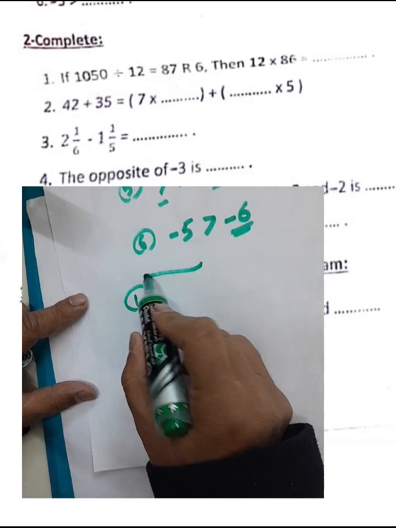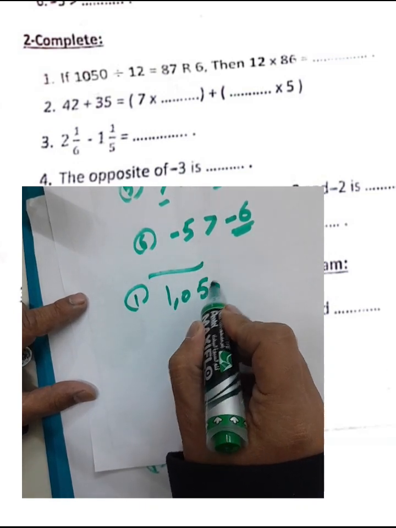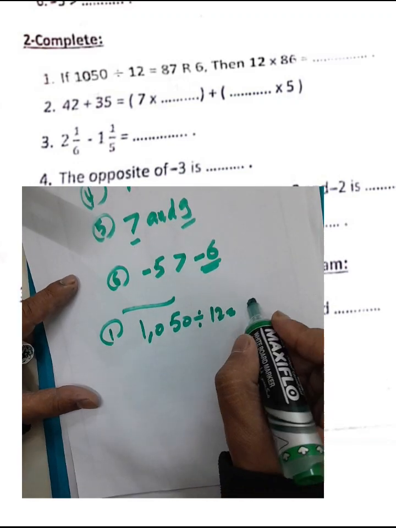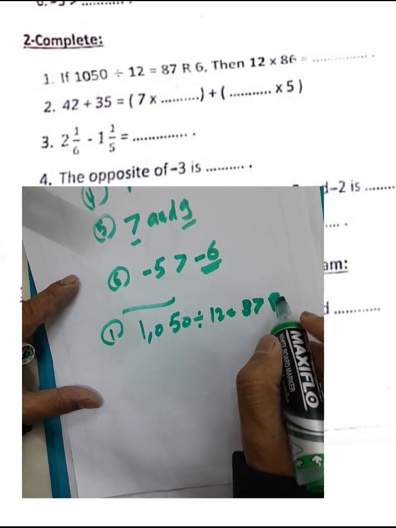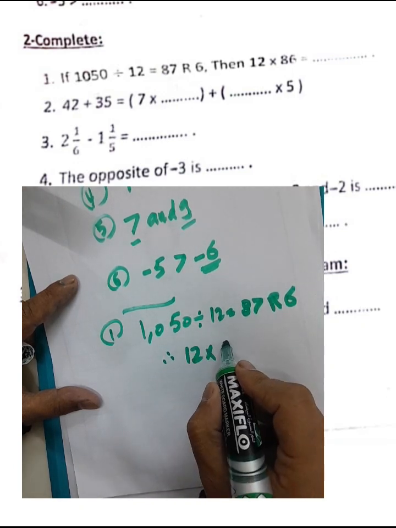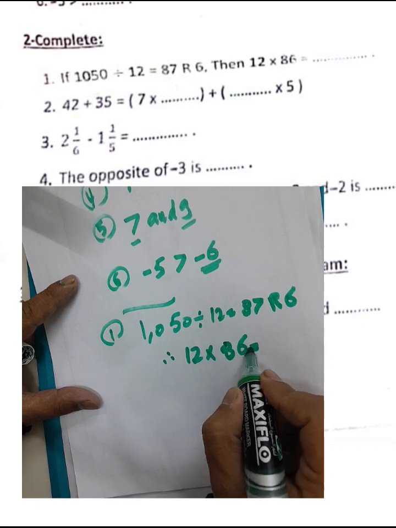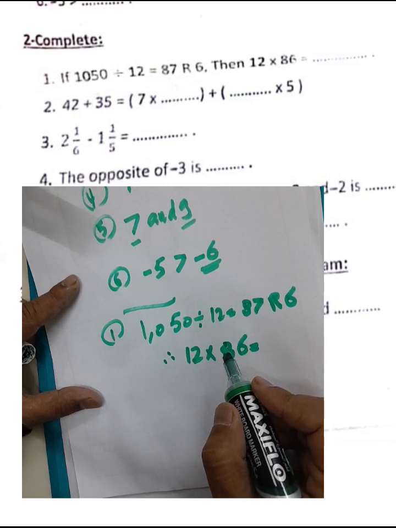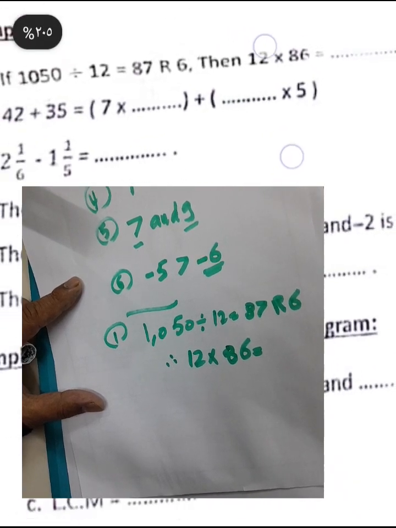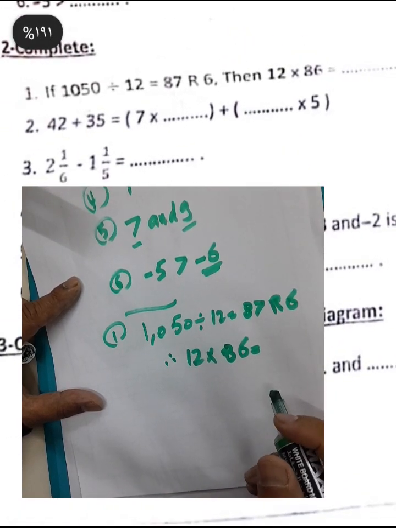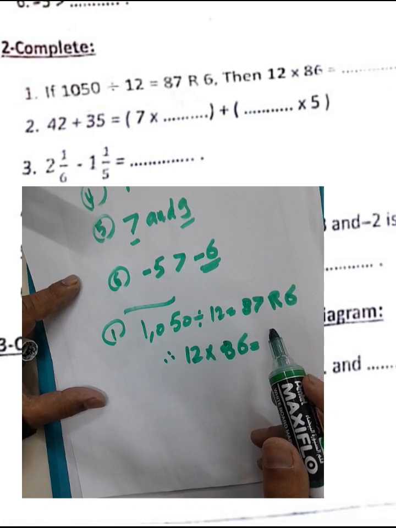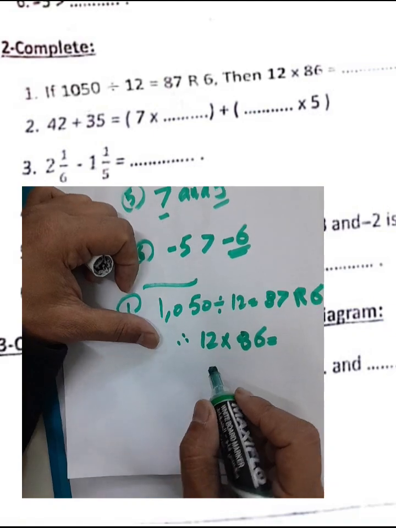Number 1. If 1050 divided by 12 equals 87 and the remainder 6, then 12 times 86 equals what? This number, 86. Okay, again we have the difference between two numbers. The remainder here, he gives us the remainder equal 6. So you can find the multiplication between two numbers.